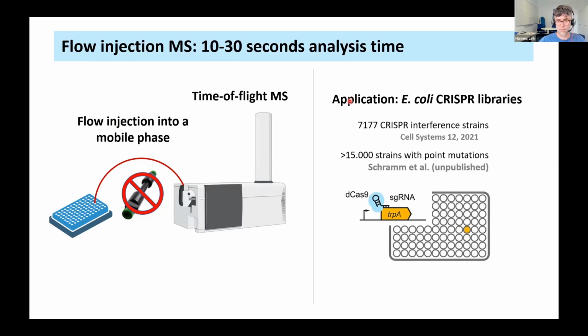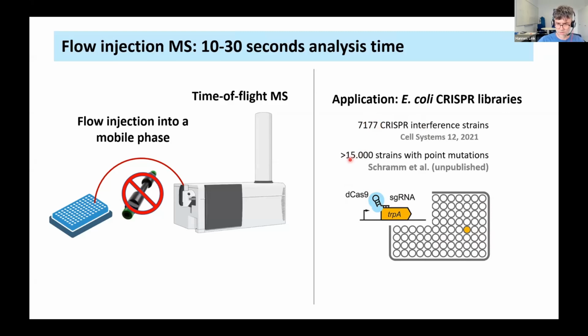So as I said, one of our main applications are CRISPR screens in E. coli. So at the moment, we're working mainly with 2 libraries. So one is a library with CRISPR interference, where we can knock down certain genes. It's indicated here. We use a deactivated Cas9, and then we can just block transcription of a certain gene. There we work with around 7,000 E. coli strains, where we target different genes.